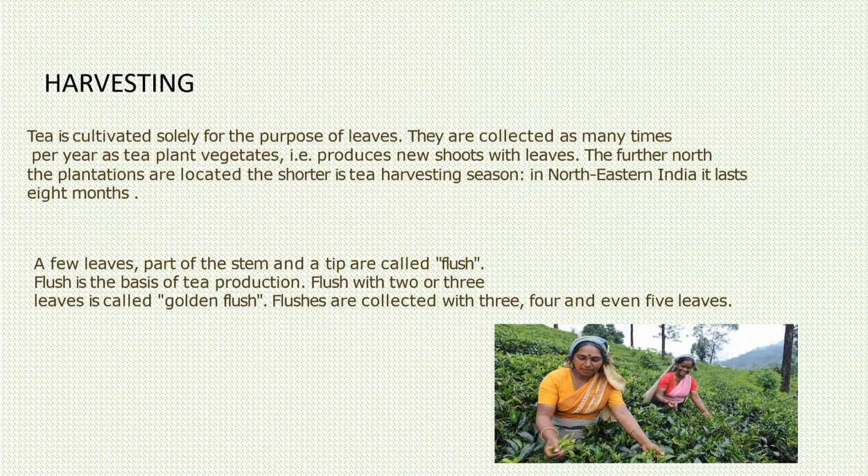Well, coming to the point of harvesting, a few leaves on a part of the stem, the stem tip from which the leaves arise, is called the flush. So the flush is the basis of tea production. Usually, including the flush, the stem is broken, that is the tea tip, as you can see here, and 2 to 3 leaves attached to that little stem. That little stem containing 2 to 3 tea leaves together is called golden flush.